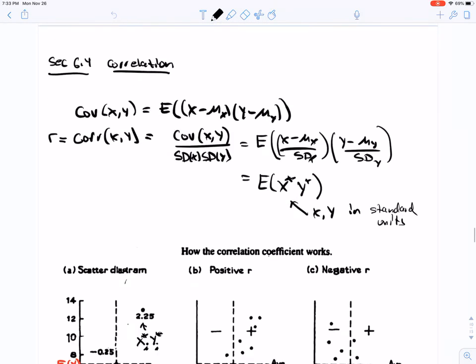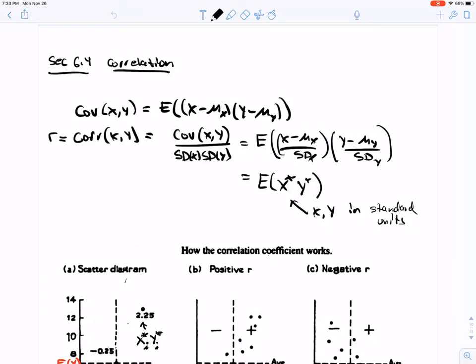So then we moved on to correlation, which is covariance divided by SDX times SDY. And so the SDX and SDY, they're just numbers, and they can go into your expectations. So we see that correlation is just the expectation of x and y in standard units, where for the x's we subtract the mean and divide by the standard deviation.